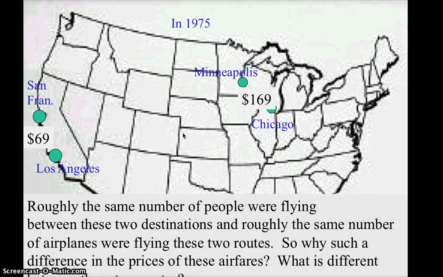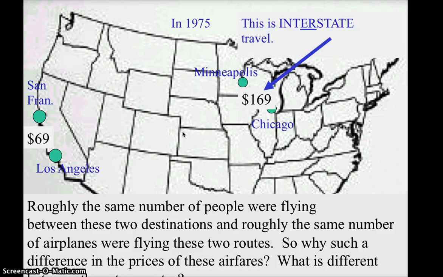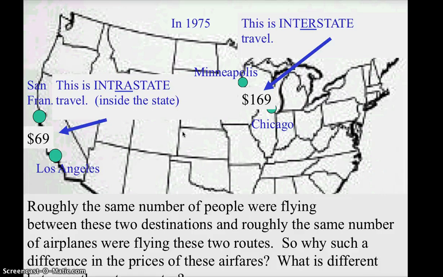Well, roughly the same number of people were flying between these two destinations. They were approximately the same distance. There was roughly the same number of airplanes flying. So why such a difference in the price of these airfares? What is different about these two routes? Well, one is interstate travel between states, and the other is called intrastate travel, meaning it was all inside California. And this all has to do with the way that the airline industry was regulated in the 1970s.